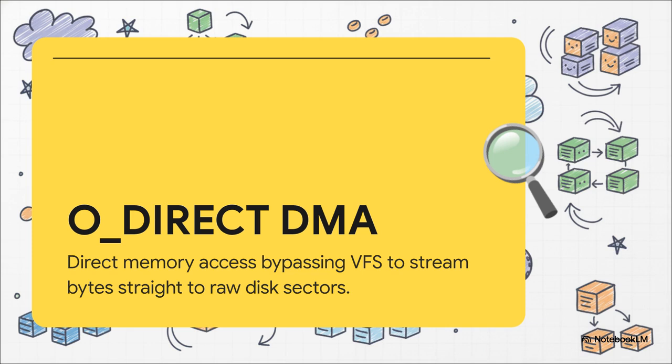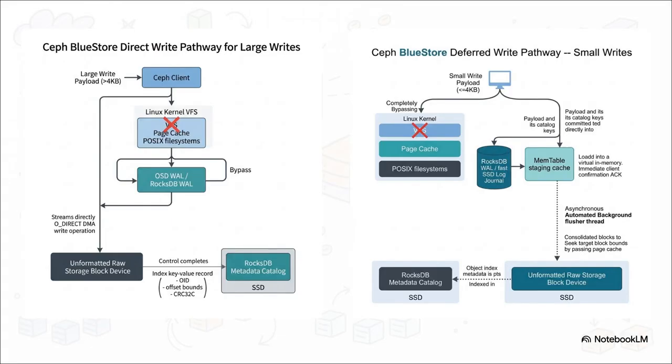BlueStore essentially opens raw, unformatted block devices and streams bytes directly to the disk. By bypassing the kernel VFS and page caches entirely, it frees up 100% of node RAM for user space operations and completely eliminates that double writing bottleneck. And what's really cool is how BlueStore handles different workloads by literally splitting its write pathway in two. For large multi-megabyte writes, the raw payload bypasses the write-ahead log entirely, streaming directly to unformatted disk blocks via that O_DIRECT DMA we just talked about.